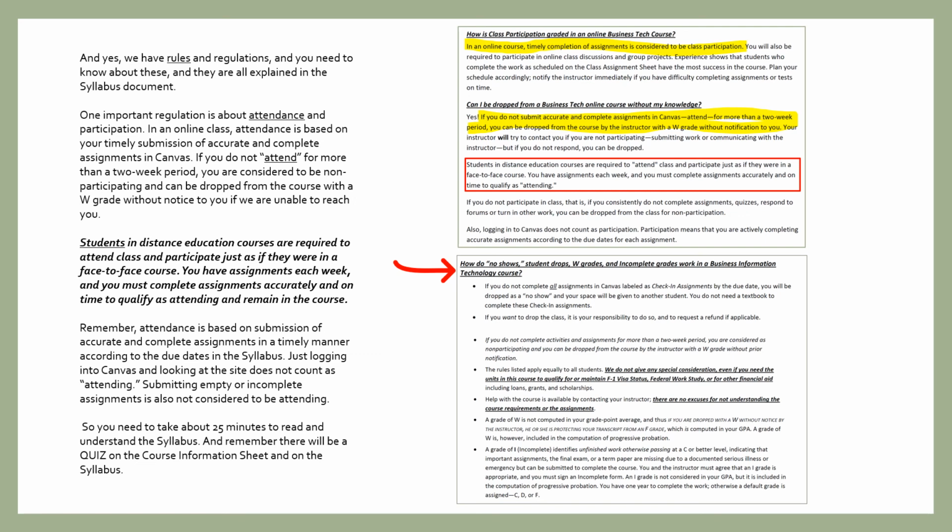Just logging into Canvas and looking at the site does not count as attending. Submitting empty or incomplete assignments is also not considered to be attending. So you need to take about 25 minutes to read and understand the syllabus, and remember there will be a quiz on the course information sheet and on the syllabus.